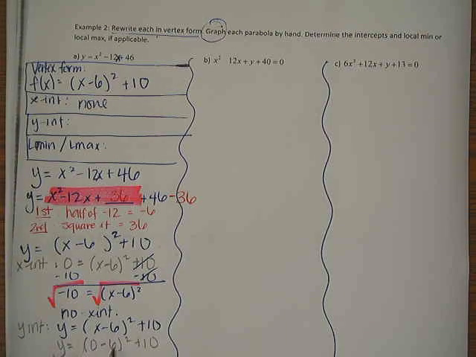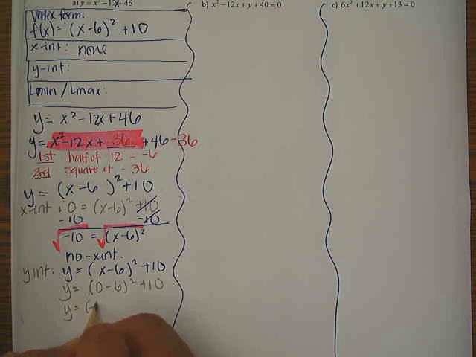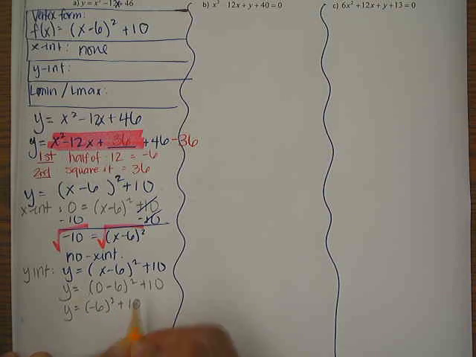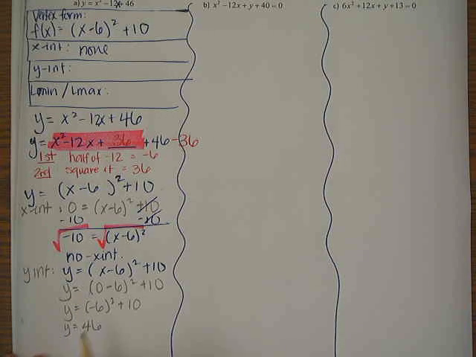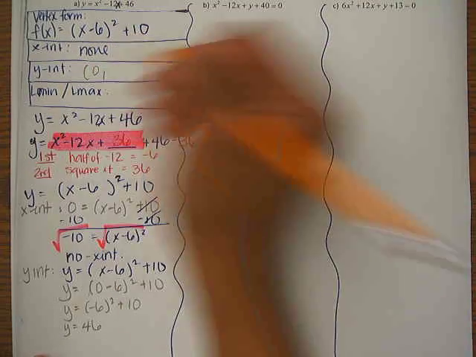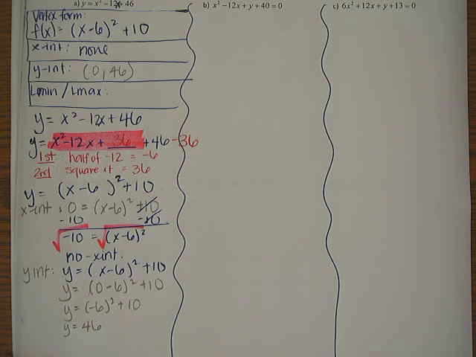Well, 0 minus 6, let's move up a little bit, is negative 6. And I need to square that, so that's really 36. 36 plus 10, that's really 46. So y-intercept, it's x is 0, and y is 46. Not bad, right? Now let's determine whether we have a local min and local max.